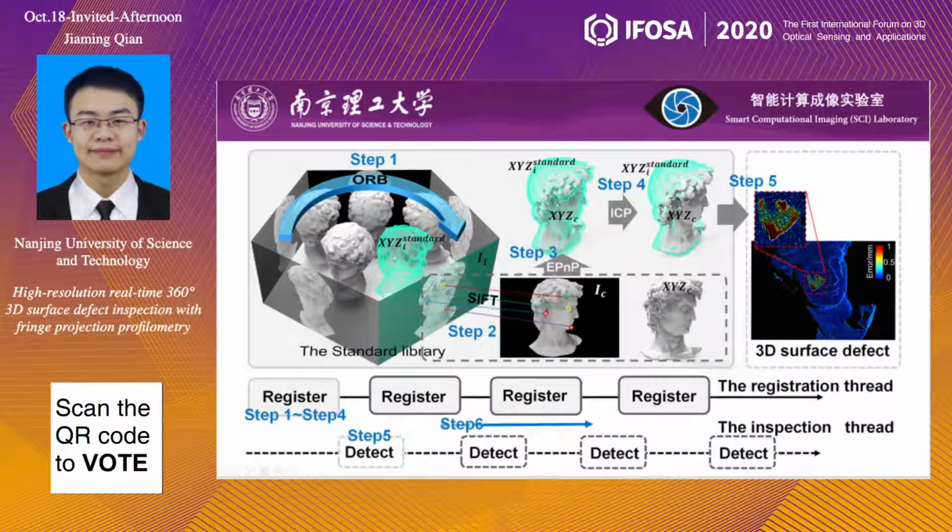With their corresponding 3D points, we can realize the coarse registration between the measured data and the standard model. Then ICP is used for fine registration. Finally, the minimum 3D distance searching method is performed to obtain the 3D surface defects of the measured object. Meanwhile, the scanning and registration between the newly scanned 3D data from another view and the standard model continues to be carried out in the registration thread.